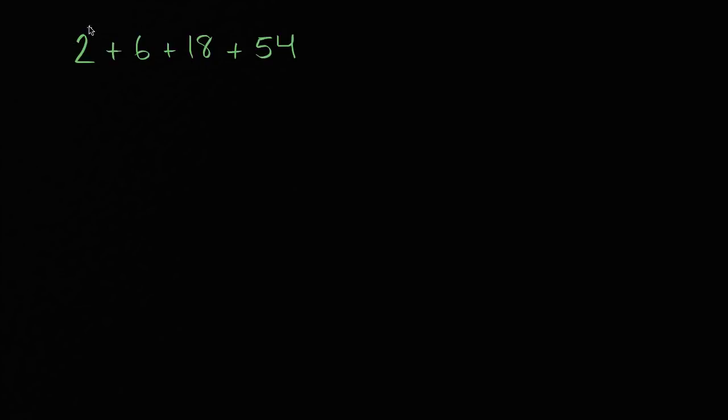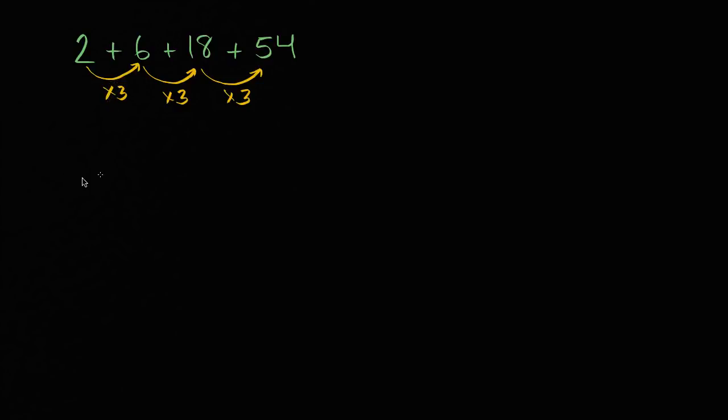So to go from 2 to 6, what are we doing? Well, we're multiplying by 3. So let me write that. We're multiplying by 3. To go from 6 to 18, what are we doing? Well, we're multiplying by 3. To go from 18 to 54, we're multiplying by 3. So it looks like this is indeed a geometric series, and we have a common ratio of 3.